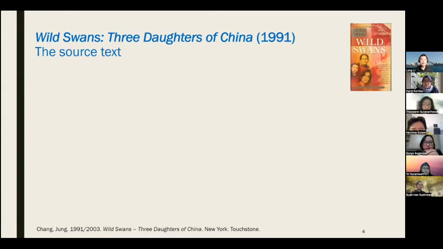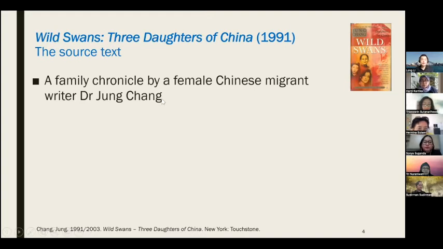So let's begin with the source text. Wild Swans, Three Daughters of China. It is a family chronicle, or we can say an autobiography, written by a female Chinese migrant writer called Dr. Jung Chang. She was actually the first person from mainland China to receive a PhD in the United Kingdom.